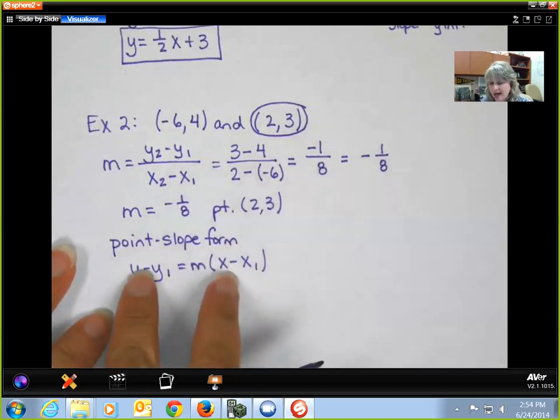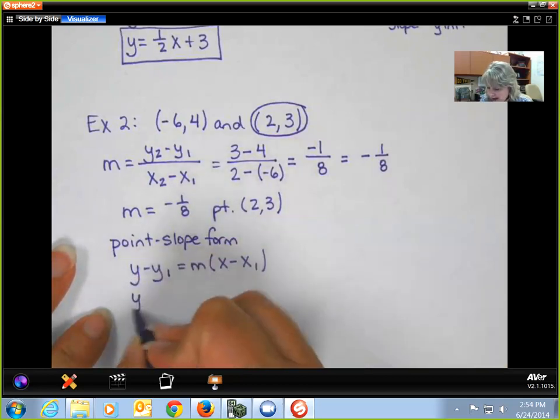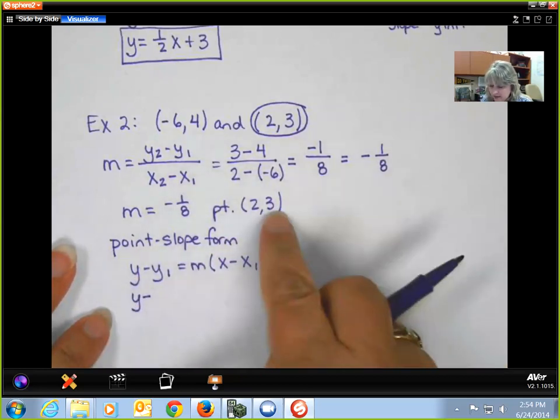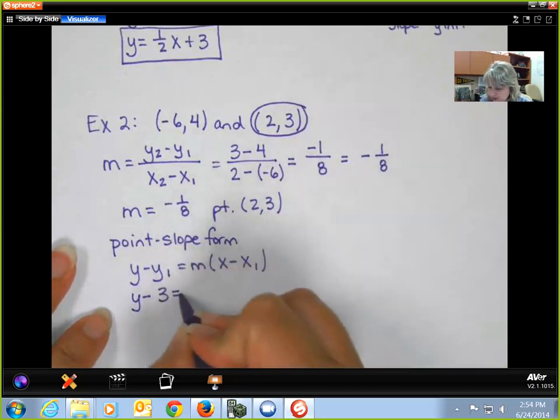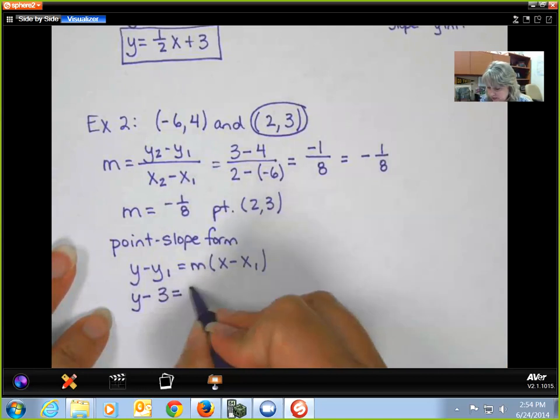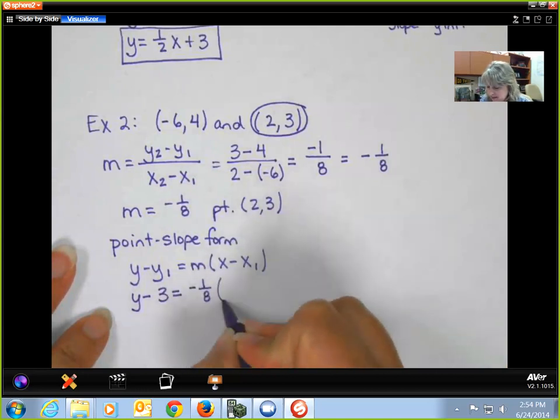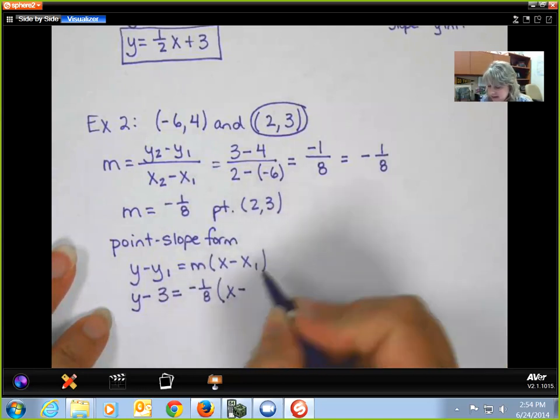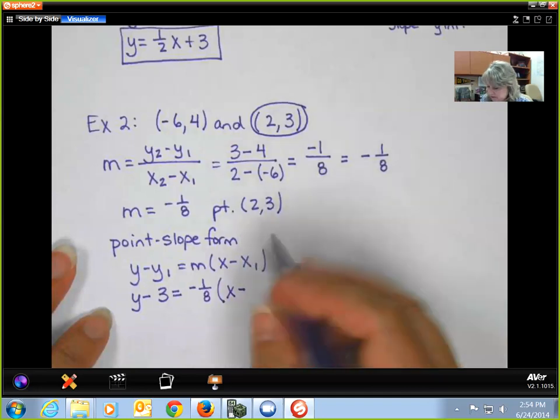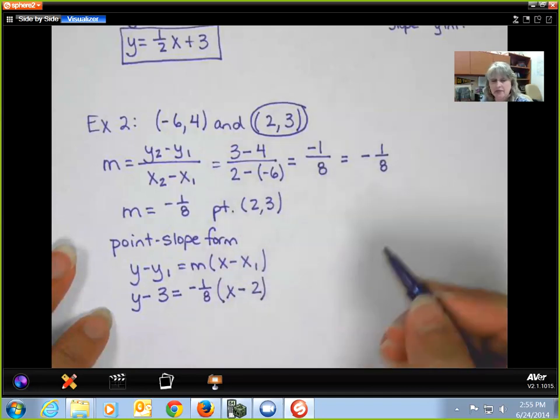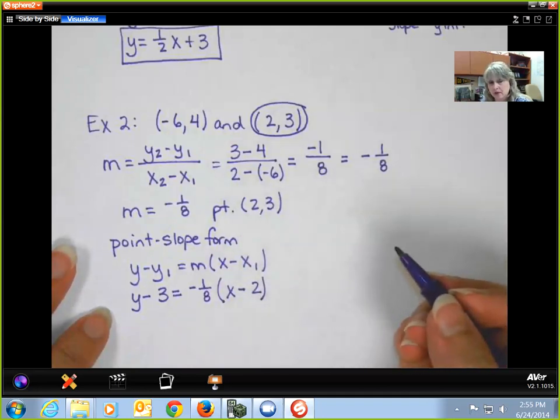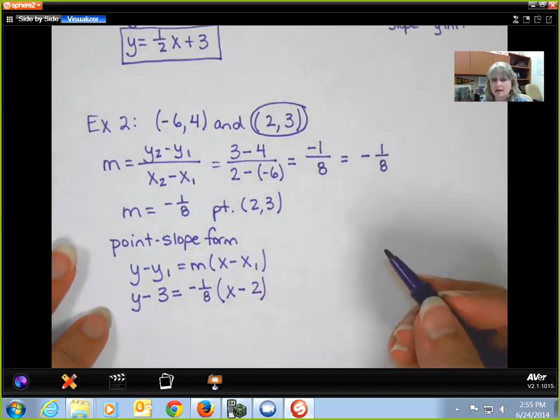Now remember, the y and the x are just our variables in the problem. So we're going to say y minus, this would be my y sub 1, my y value, 3, equals, my slope was -1/8, times x minus, my x value is 2. Now, this is in point slope form, but a lot of times we go ahead and simplify this and solve it for y, so it looks like slope-intercept form.